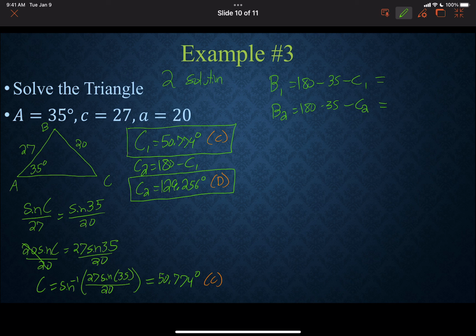So that would just tell us automatically, no, there's only one solution. And again, we're not typing out 50.774. We're not typing out 129.256. You're doing the alpha C for C1, alpha D for C2.